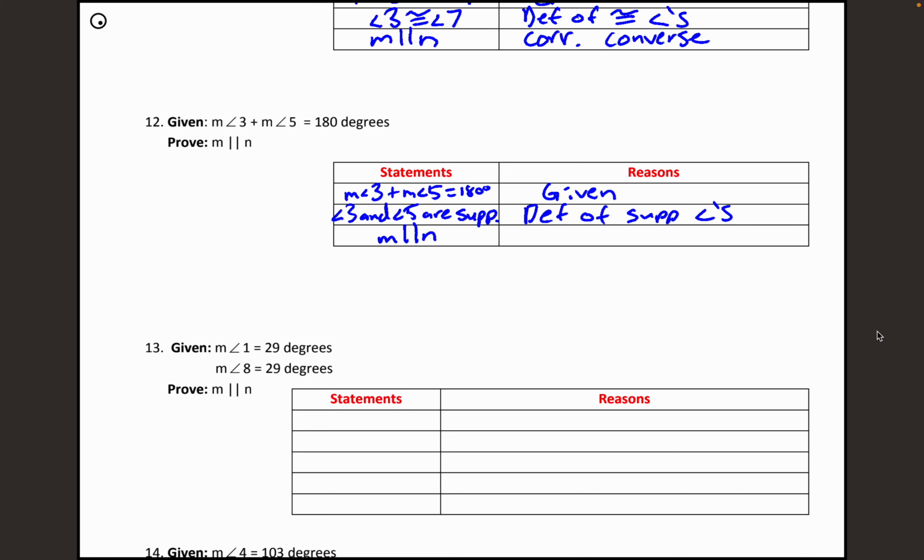All right, and then finally, my last statement is M is parallel to N. What would my reason be for this? Not alternate interior, consecutive interior. Converse.